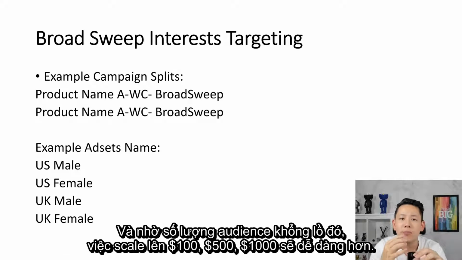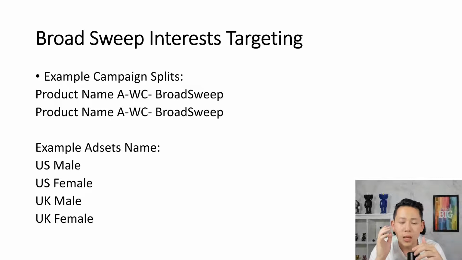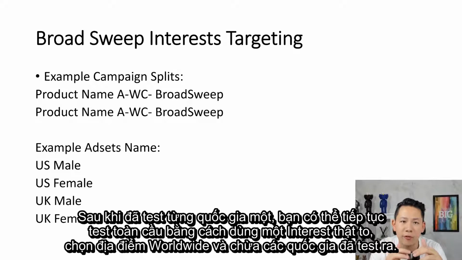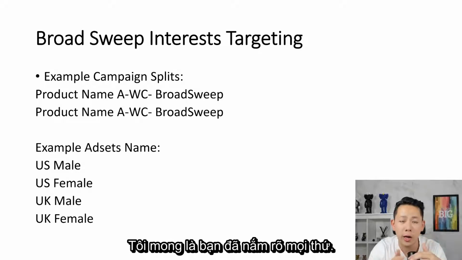Because there's such a huge audience in there, it's very easy to scale at larger numbers, at 100, 500 to thousands of dollars of budgets. After testing other specific countries, a quick way to test worldwide, if you have the capabilities, is to put one really huge interest in there, put worldwide and exclude all the countries you have tested in your separate ad sets. I hope you get a clear understanding.